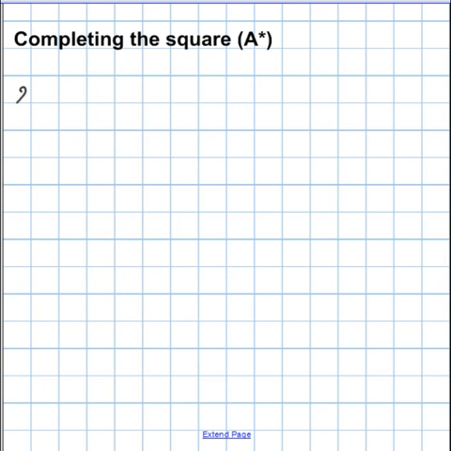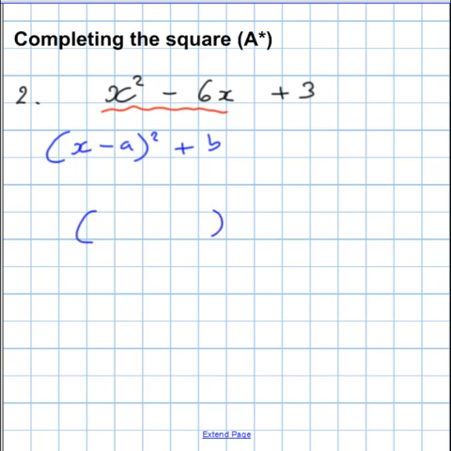I want to write x squared, let's have a look at a minus one, minus 6x plus 3. And I want to write it in the form of (x minus a) all squared plus some other number. Or in other words, I want to complete the square. How do I do it? Run through this again. Look at the first two terms. What do I need inside my brackets? I need (x minus 3) all squared.